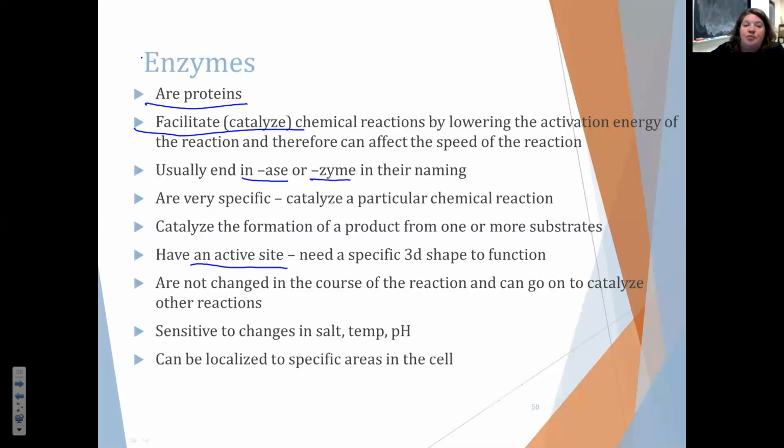The important part is the active site of the enzyme. That's where the substrate binds. It needs to have its particular shape to function. And so changes in salt concentration or temperature or pH can change the folding of an enzyme and therefore change its function.